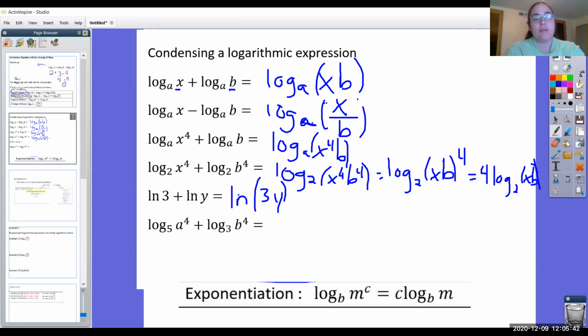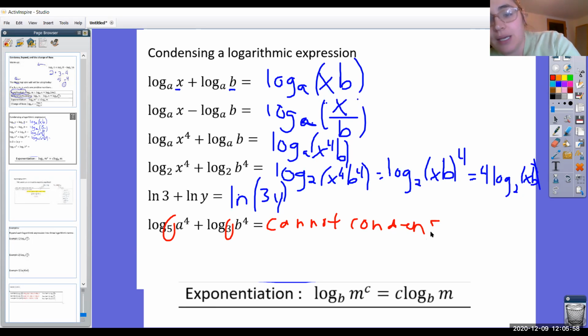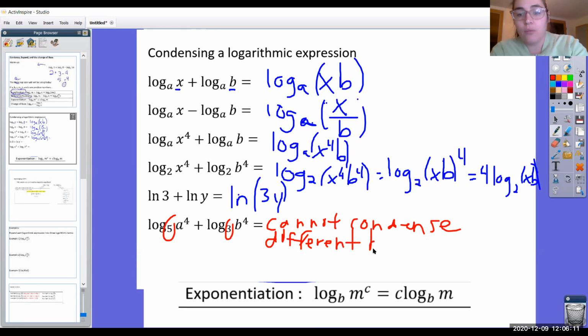The last one, log base 5 of a to the 4th plus log base 3 of b to the 4th, there's kind of a red flag here, which is that the bases aren't the same. So we cannot condense unless the bases are the same. It's just a reminder to be vigilant about that, because they have different bases. We can't condense. It doesn't mean that there's not a number that this is going to be equal to. It just means that we can't use our sum product law in this case because we have different bases.